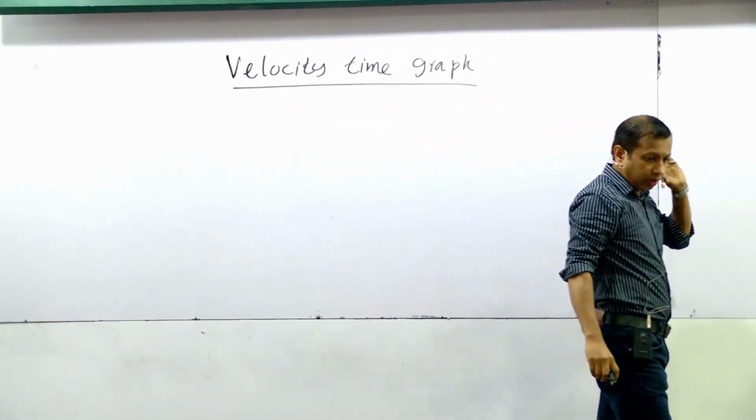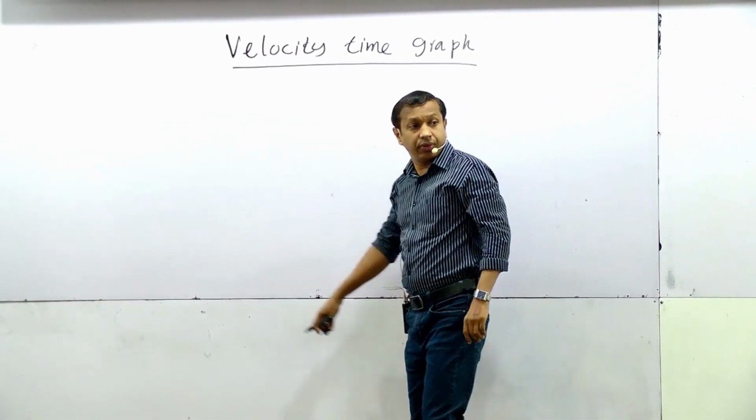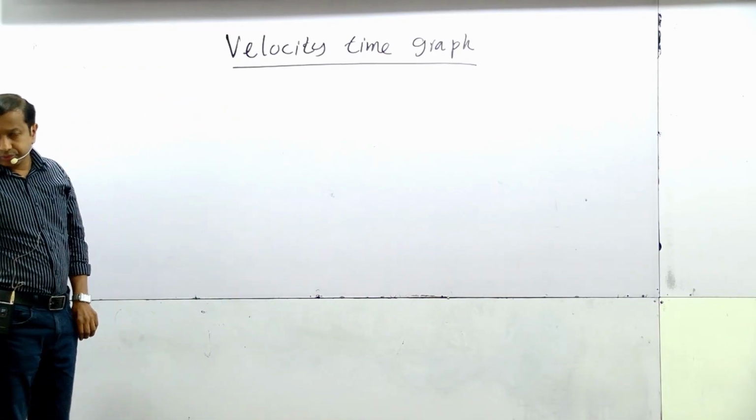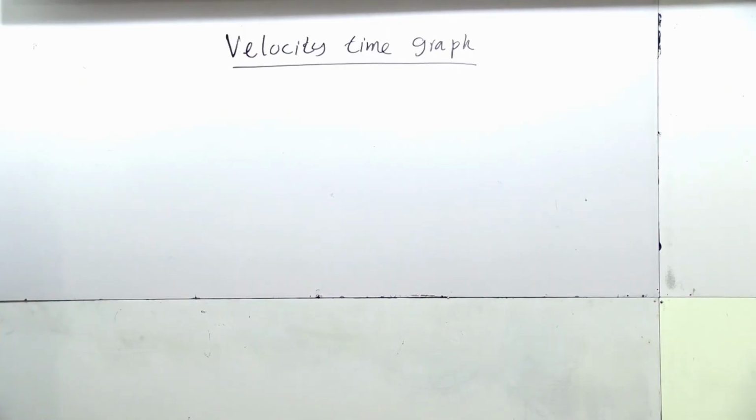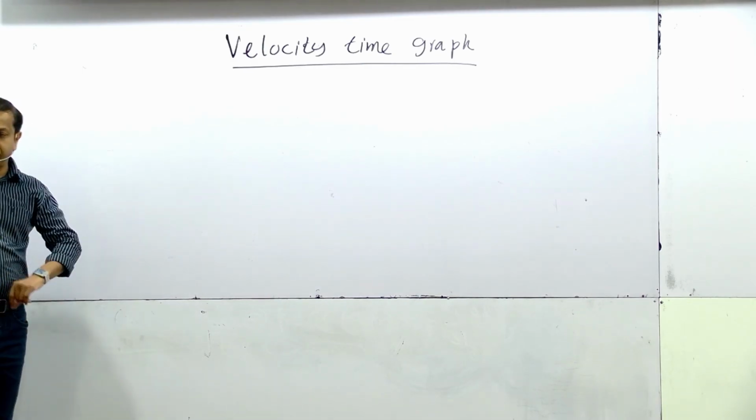Velocity time graph is the heading, right? Okay, people, now here, velocity time graph. In this case, very few theories are available in this part.